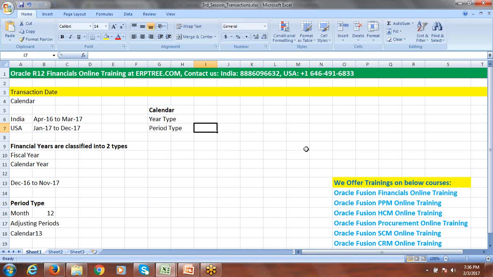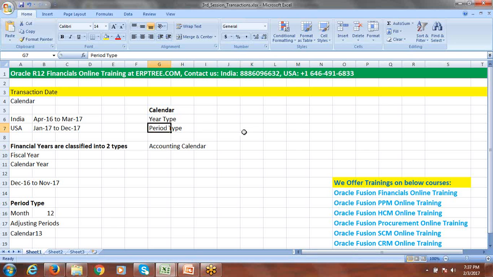The calendar which we create in our system, remember, we call it the accounting calendar. That means if you have an accounting calendar in your system, that will help us to pick the date when we are creating any transaction. If you want to create an accounting calendar, you have to take the decision on which year type and which period type.